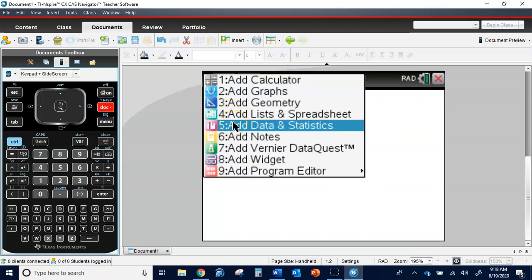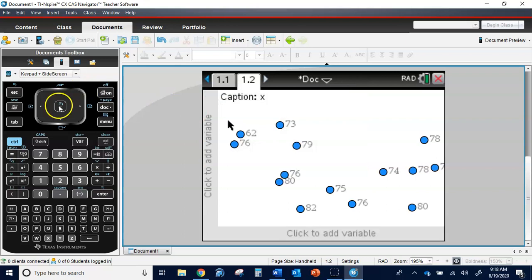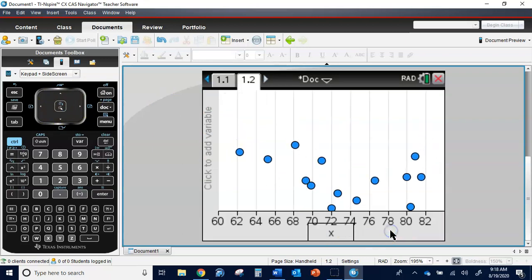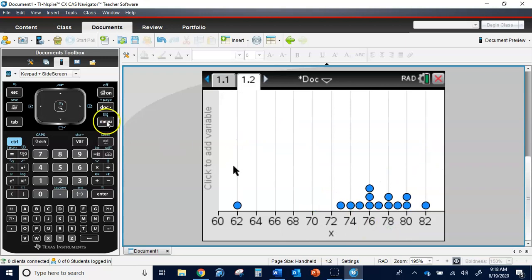I want a data and statistics page. You're going to use your cursor to drop your variable. I labeled mine as just X, but you could put temperature or whatever. There's my data. There's the dot plot.